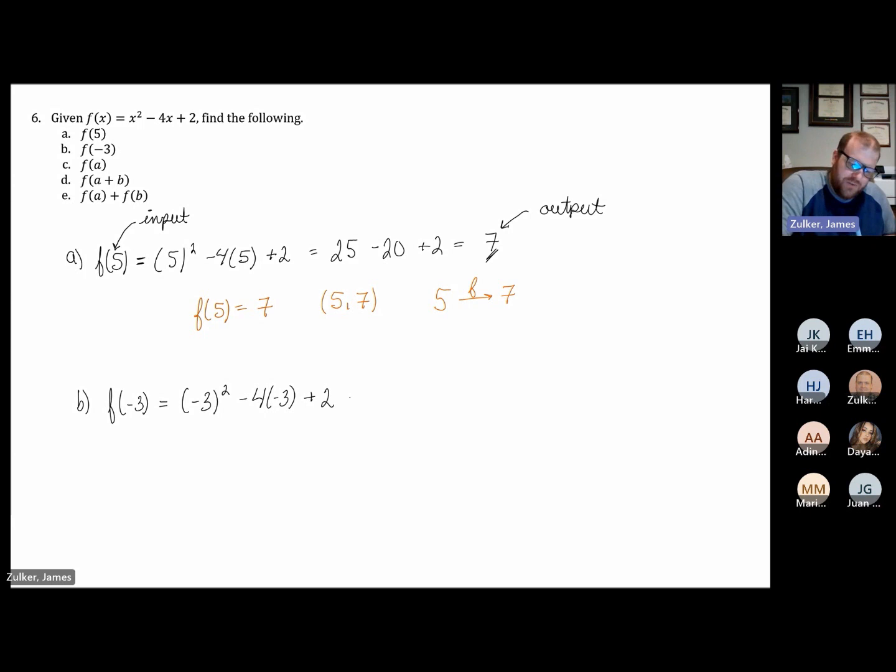Well, -3 squared is 9, right? -4 times -3 is positive 12. You get 23, right? So F of -3 is equal to 23.